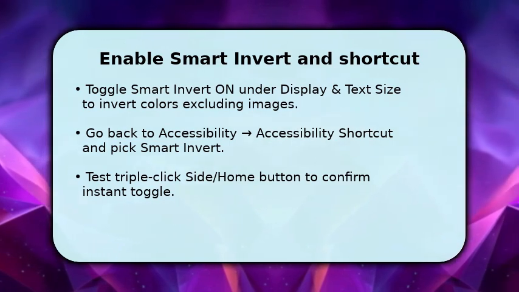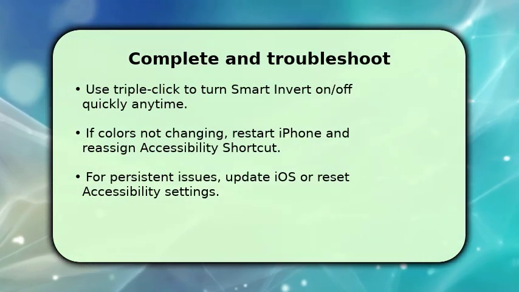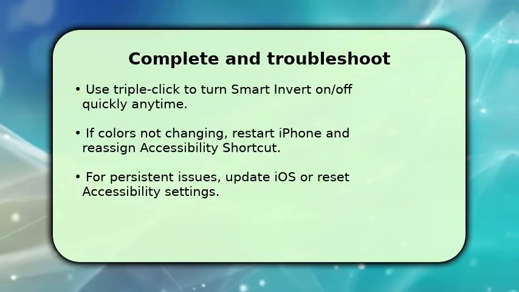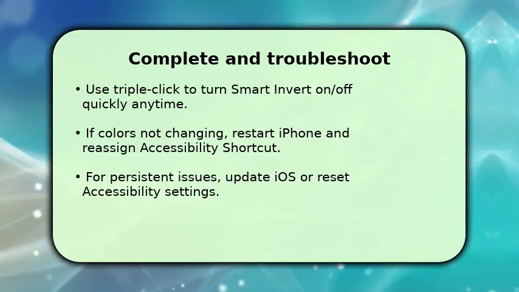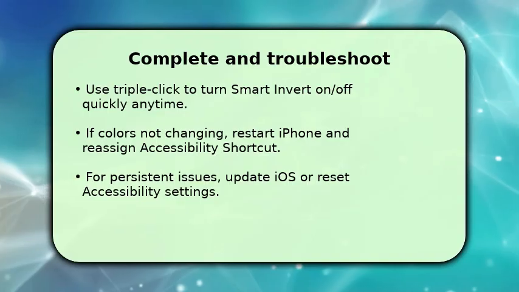Finish by practicing the toggle and noting behavior across apps. You'll triple-click the side or home button to switch Smart Invert on and off. Make sure you press quickly and consistently. Once done, verify in apps with bright backgrounds and images to confirm it respects media.